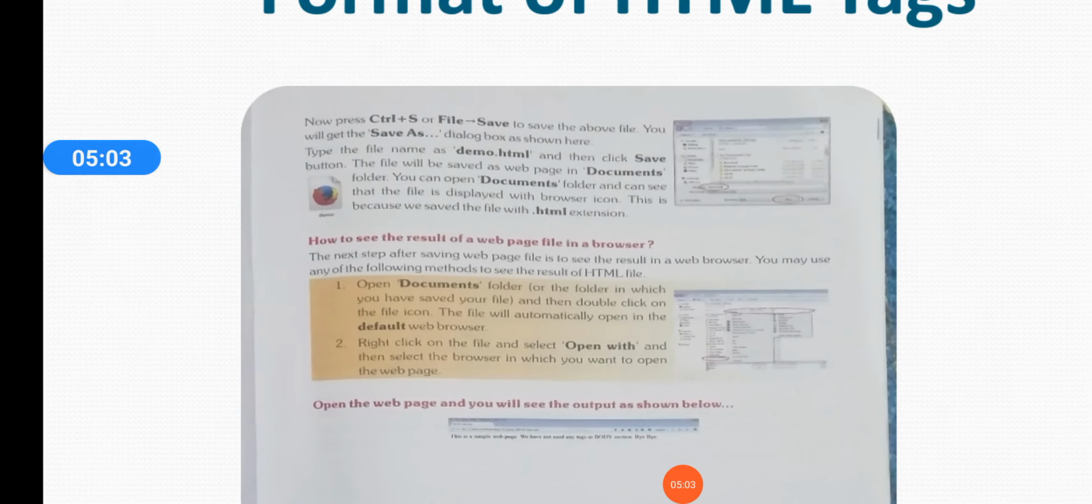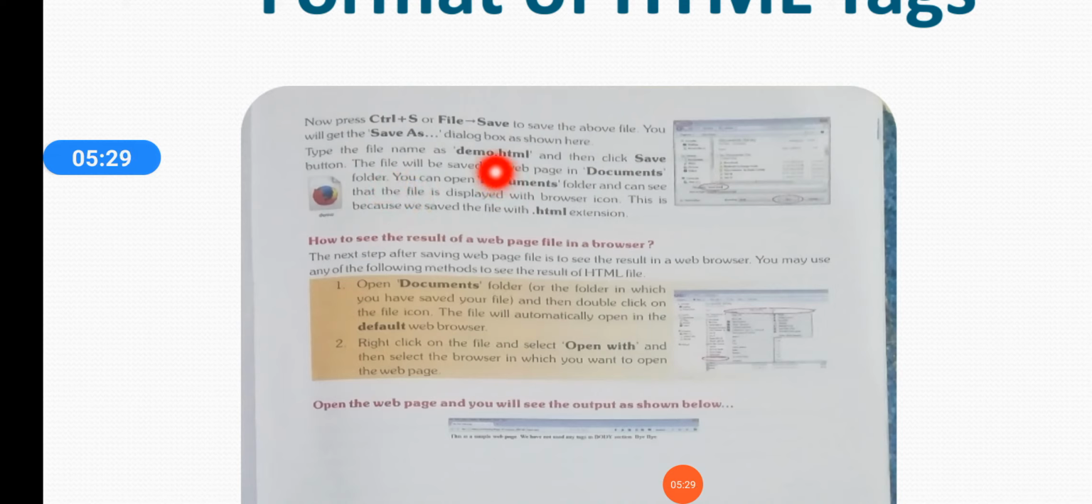Now press Ctrl plus S or File, Save to save the above file. You will get the Save As dialog box as shown here. Now you have to press Ctrl plus S and save the file. Type the file name as demo.html and click the Save button. When you save, this dialog will open. All of you know this. You have to type the file name as demo.html.